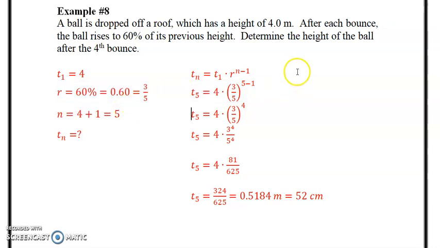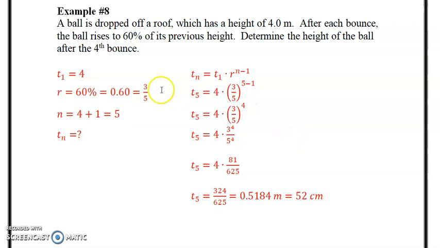Think about it. So the initial height of 4 meters is 0 bounces. So term 1 is after 0 bounces. Term 2 is after 1 bounce. Term 3 is after 2 bounces. Term 4 is after 3 bounces. And term 5, which is the 5th height, is after the 4th bounce. So it's n is equal to 5. And that's why the exponent here is equal to 4.